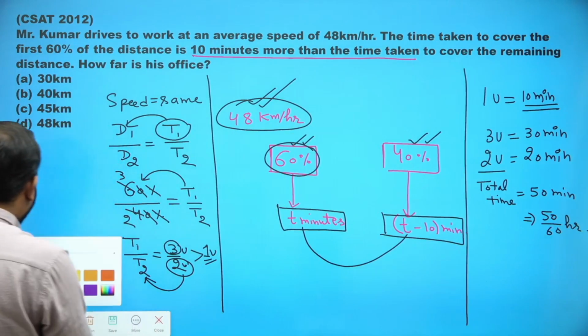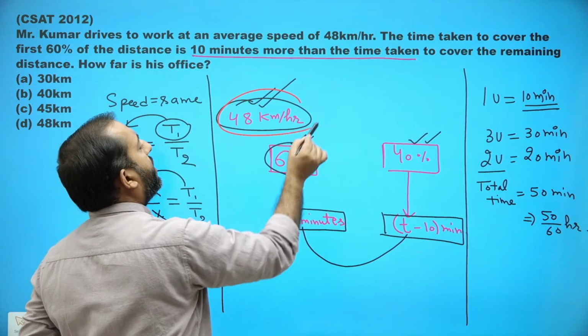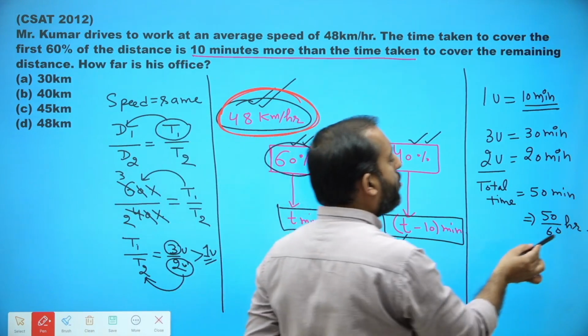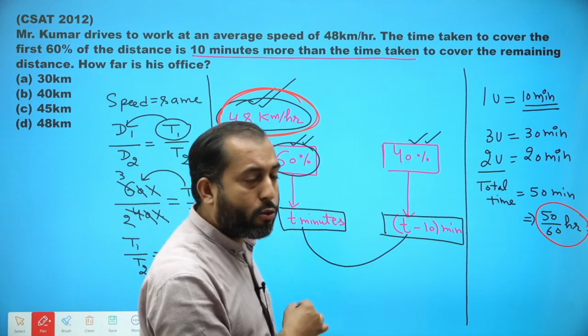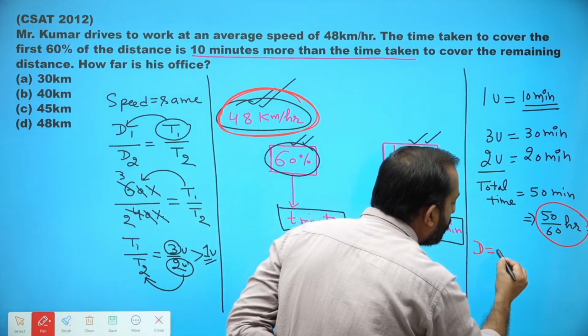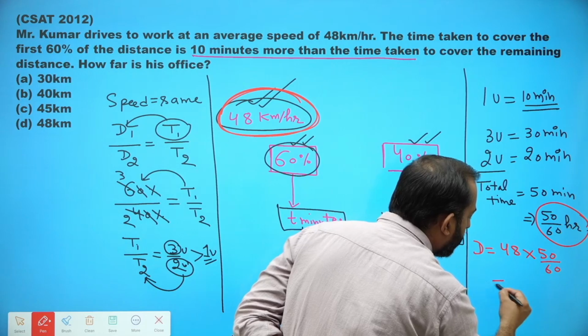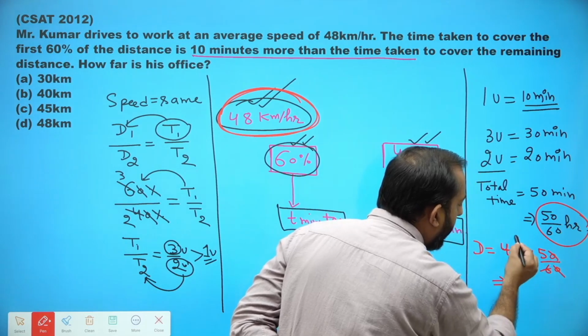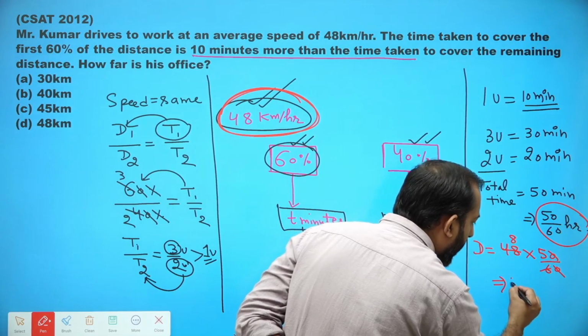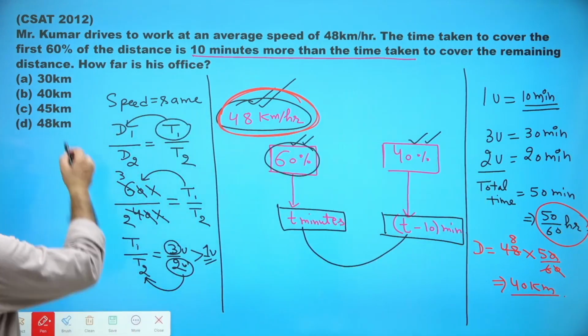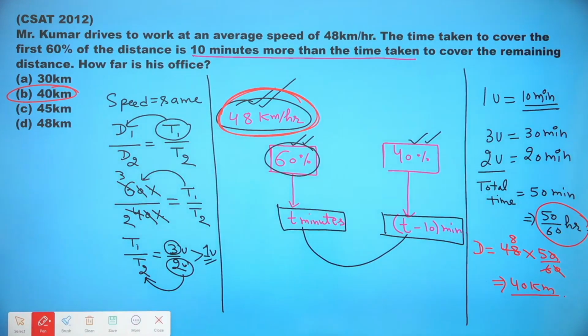Now you know the speed throughout, which is 48 km per hour. You know the total time, which is 50 upon 60 hours. So distance must be equal to speed, which is 48, into time, which is 50 upon 60. Let's solve this. 0 0 gone, 6 8s are 48, so 8 5s are 40 km. So the distance of his office is 40 km far away from his place.